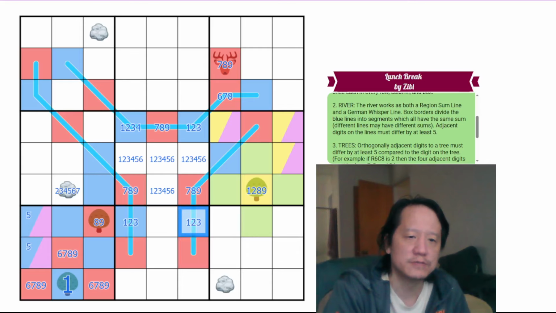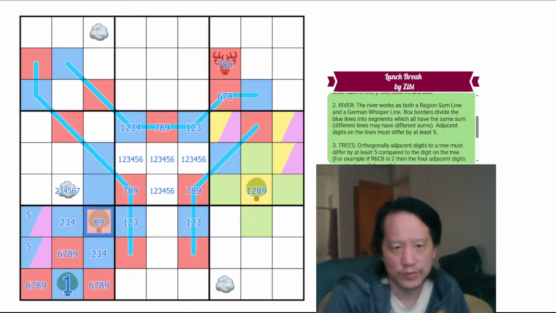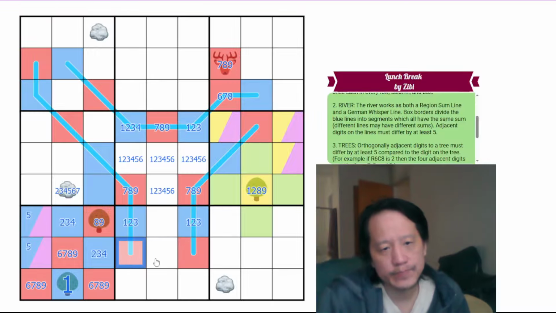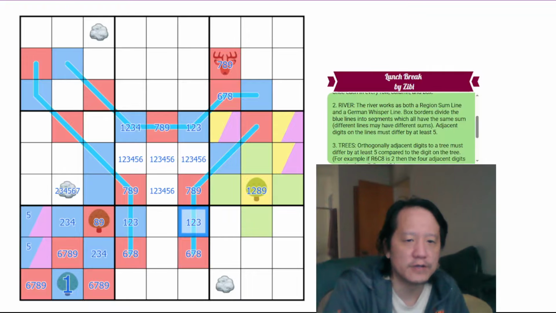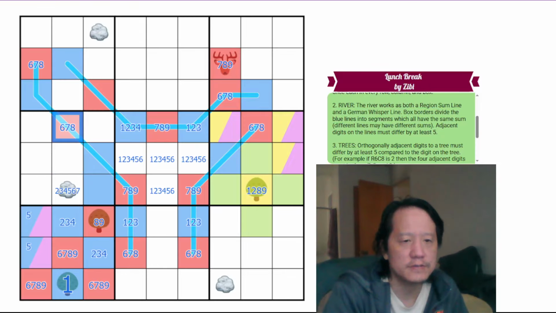Same with this, 1, 2, or 3. This is 2, 3, or 4 there. This must be less than 9, so it's 6, 7, or 8. This is less than 9, 6, 7, or 8. Less than 9, 6, 7, or 8.